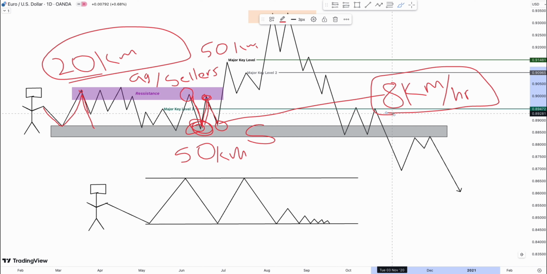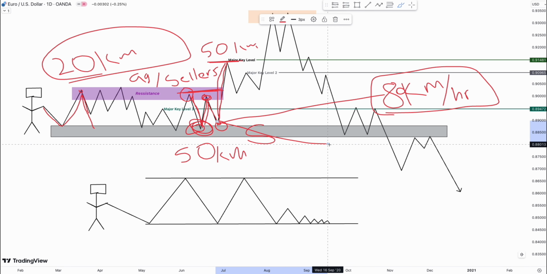If you guys are hearing anything, I don't know if you are, but anyway, 80 kilometers per hour at this point right here. That's why price is going all the way up, breaking this previous point right here. Price is breaking that point and going all the way up and forming a new high at a new level. So you can understand that there are such aggressive buyers.